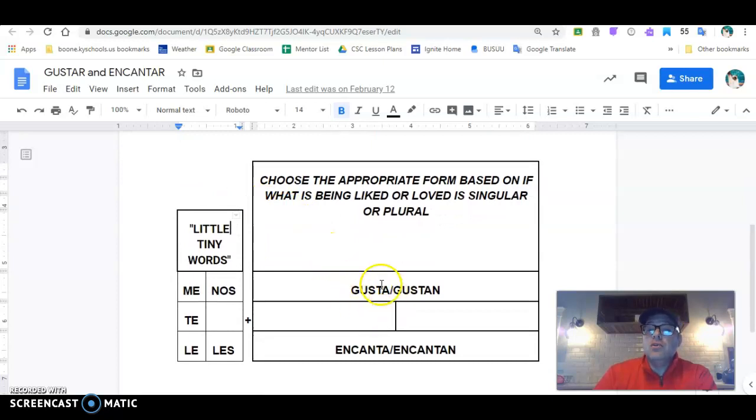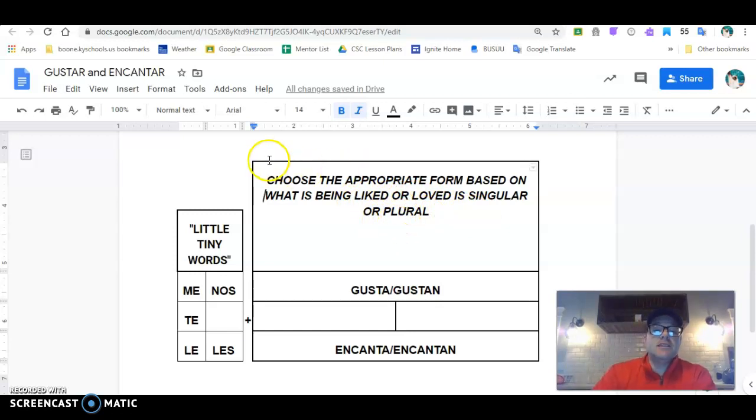And here they are right here. Gusta or gustan. Encanta or encantan, okay? In order to figure out which one to use, whether it be gusta, gustan, encanta, or encantan, you are going to make sure that you choose the appropriate form based on what is being liked or loved, okay? If it is singular or plural, okay? Choose the appropriate form based on whether what is being liked or loved is singular or plural.